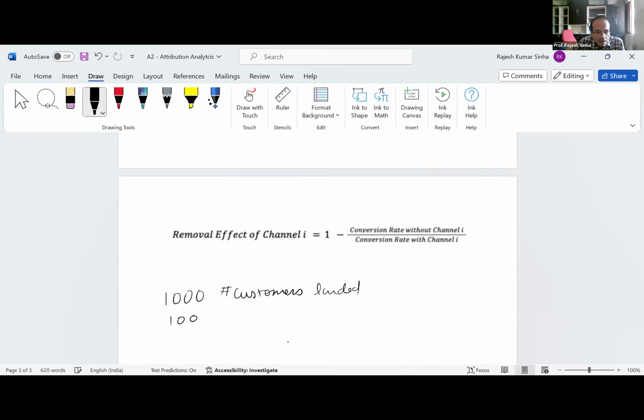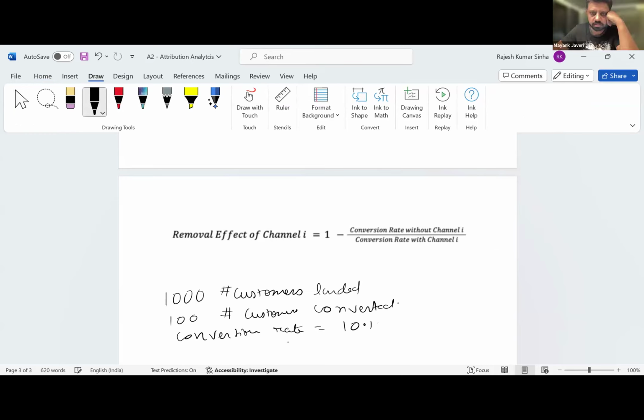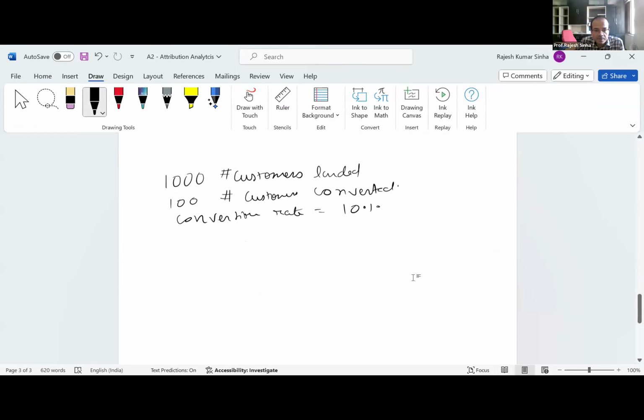And you have 100 customers, number of customers converted. So your conversion rate, what is your conversion rate? Your conversion rate is 10%. All right. You have a conversion rate of 10%.